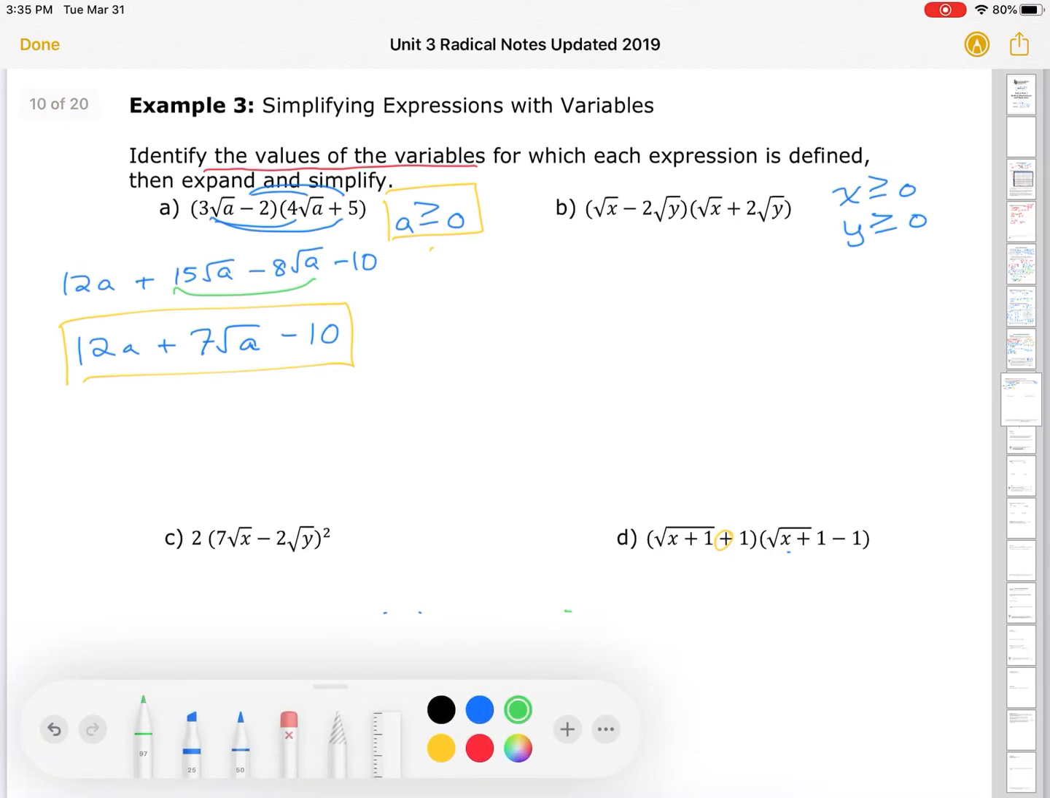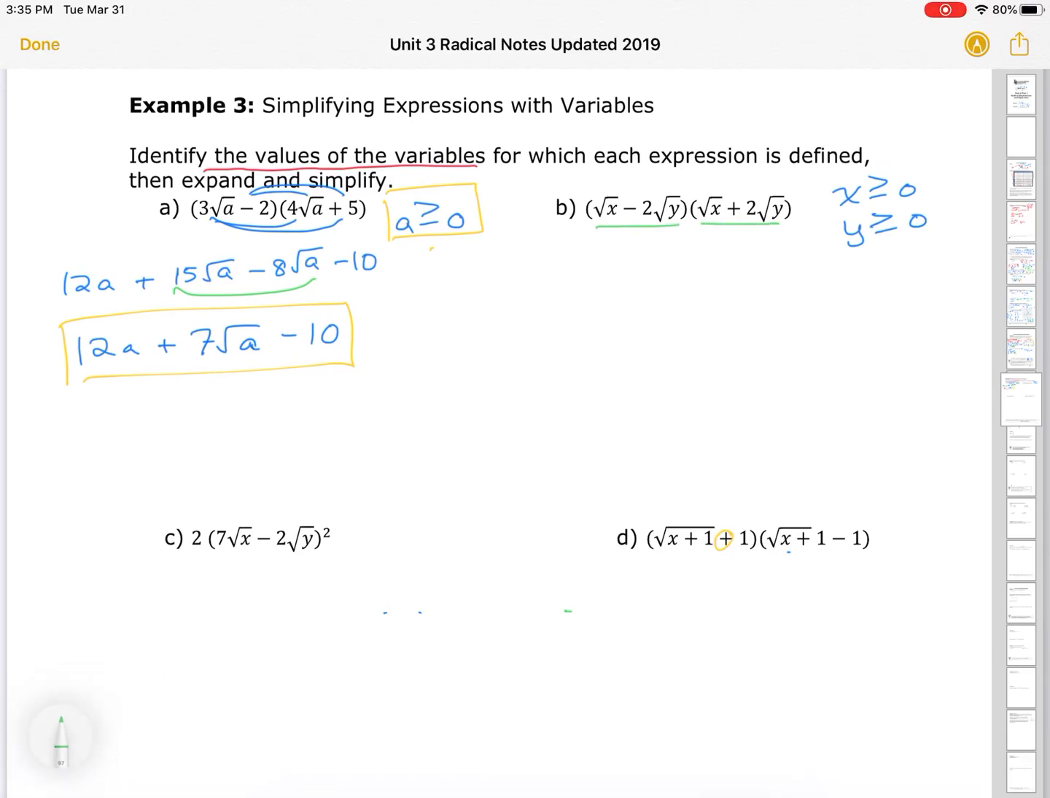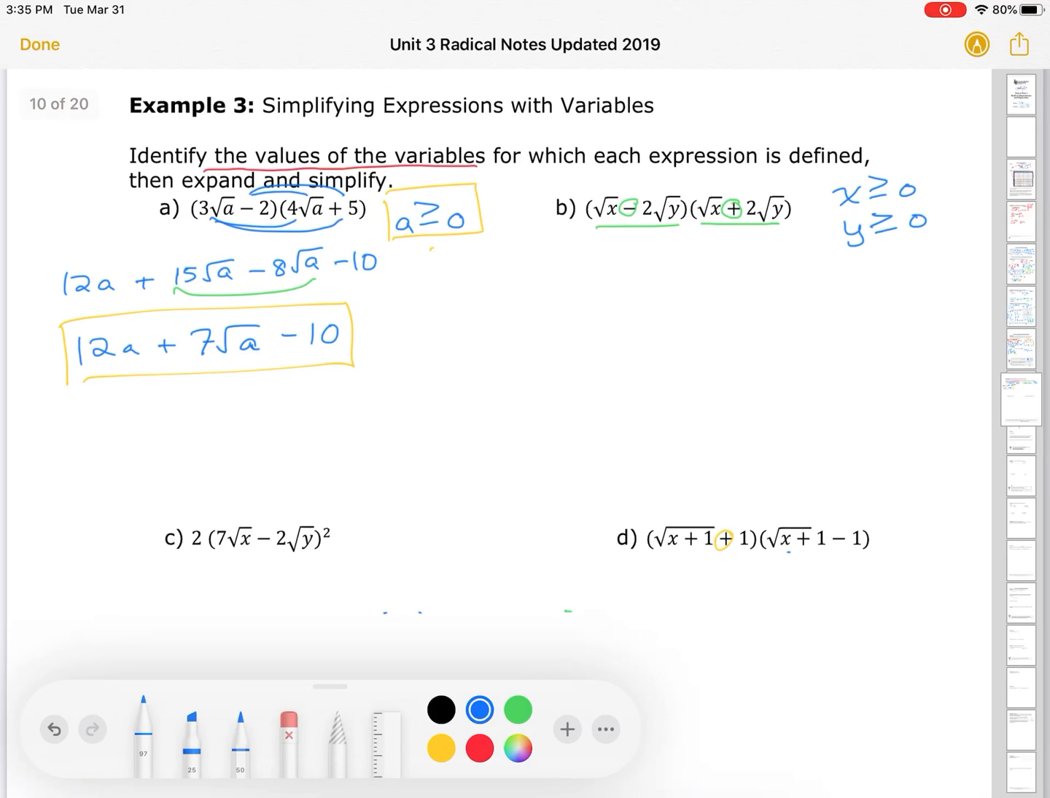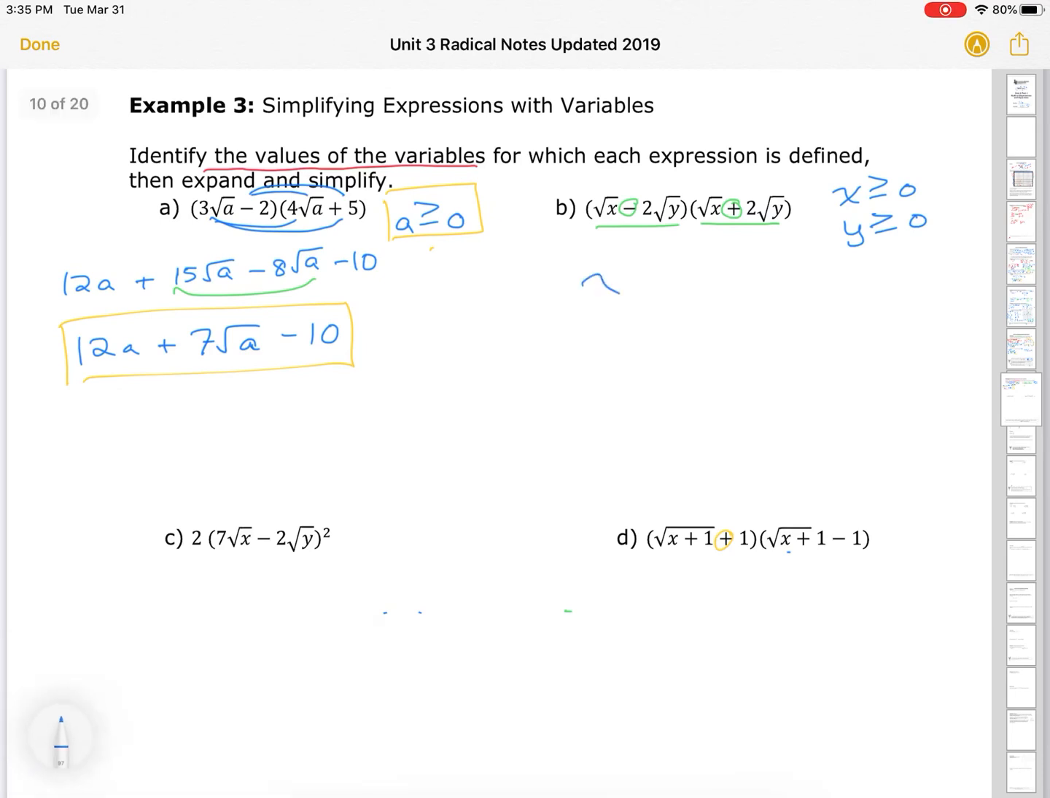So now I'm going to FOIL, but before I do, I want you to notice this is the conjugate of this. They're the same terms. The only thing different is one is negative or subtraction and one is an addition. So instead of doing FOIL, all I really need to do is square each of the terms. Okay, so I'm going to save myself a little bit of work there.